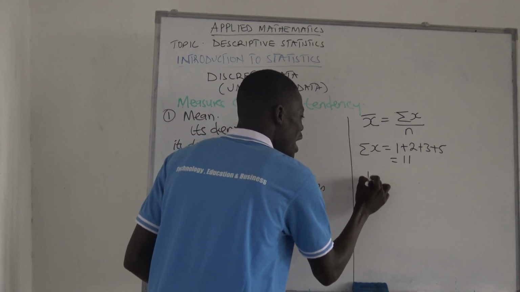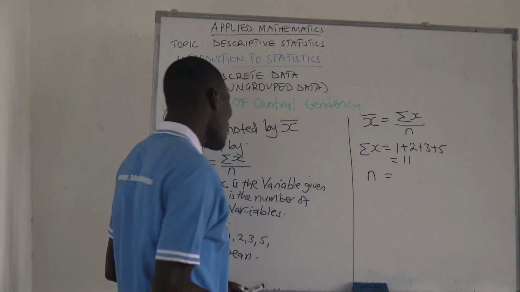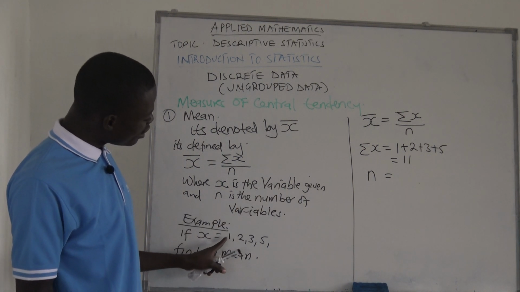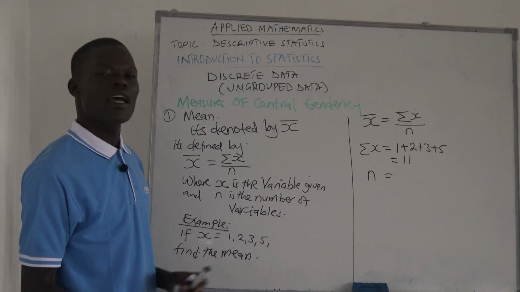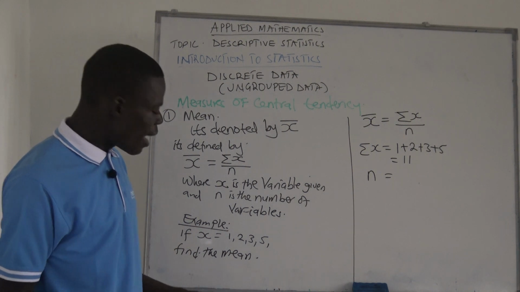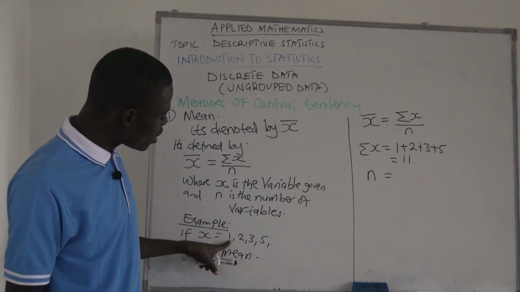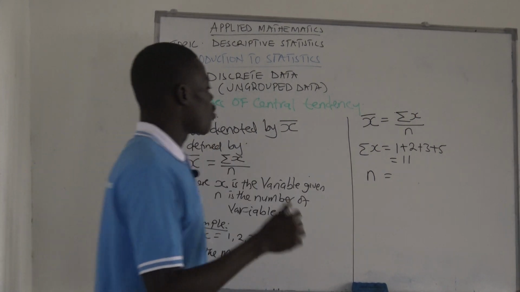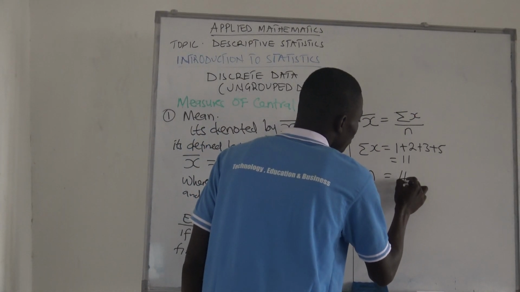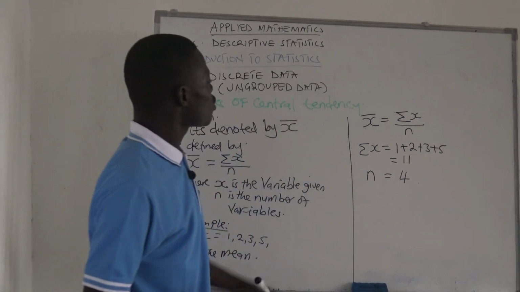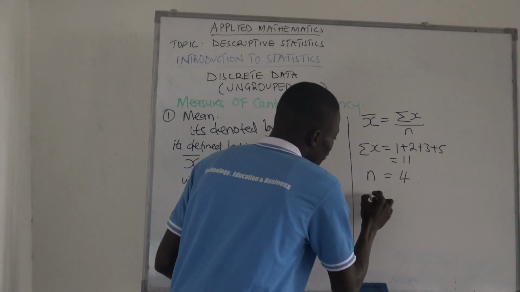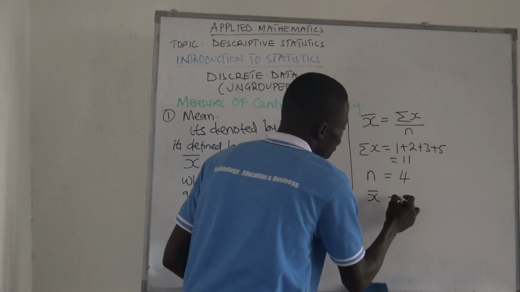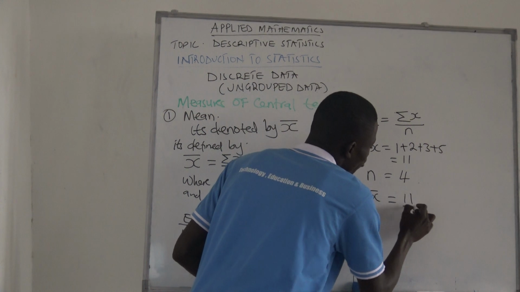So what is our n? Our n is the number of variables. Our variables are 1, 2, 3 and 5. So what is the number? We just count: 1, 2, 3 and 4. The variables are 4, so our n is 4. So now our mean becomes summation of x, which is now 11, out of 4.